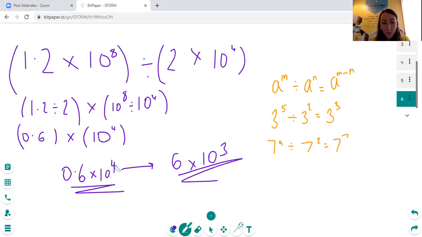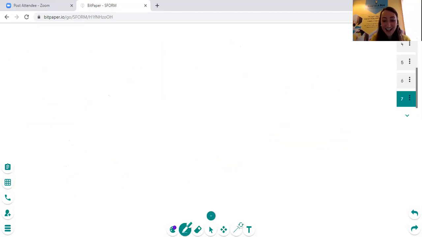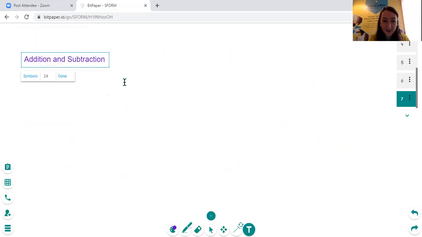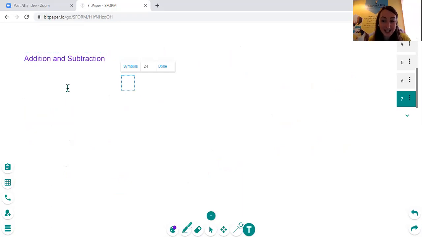Good. Okay. So far we've had a go at multiplying and dividing. And the key thing for both of them was to take the numbers at the front and do their division or times first, and then worry about powers. The next thing we're going to look at is addition and subtraction of standard form. There's a different rule, and the key word here is to make the powers the same. So we're going to make the powers the same. So let's look at an example.